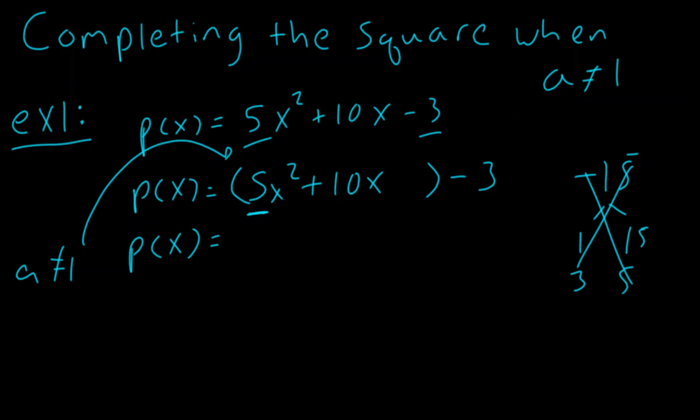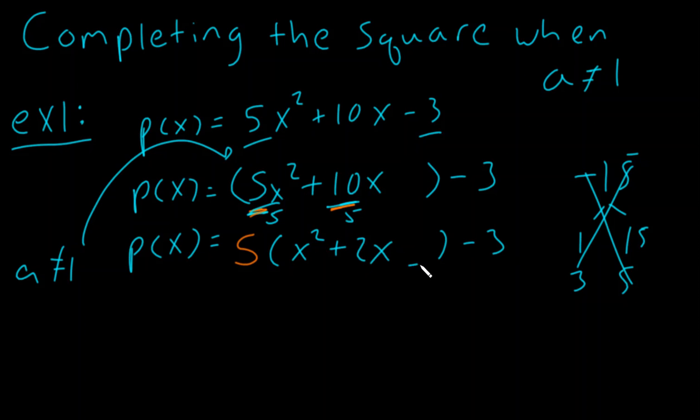So for instance, let's go ahead and switch colors here. If I said what is the largest number 5 and 10 can both be divided by, well, you would say 5. And so what happens when I divide both of these by 5? Well, 5x squared divided by 5 would be simply x squared. And 10 divided by 5 would, of course, be 2x. And we'll leave that space and put that minus 3.